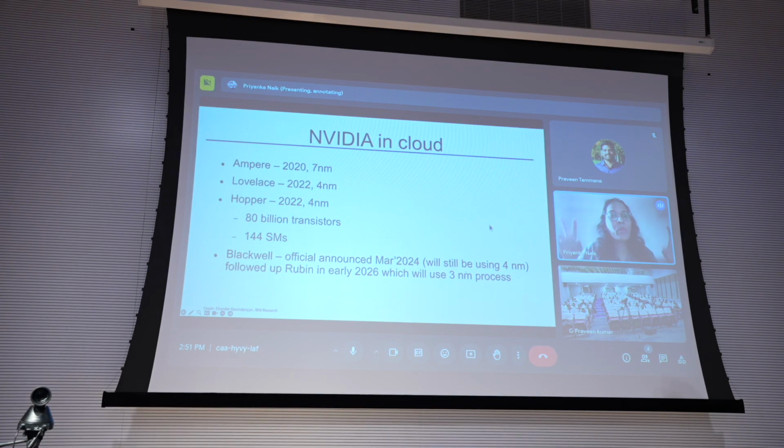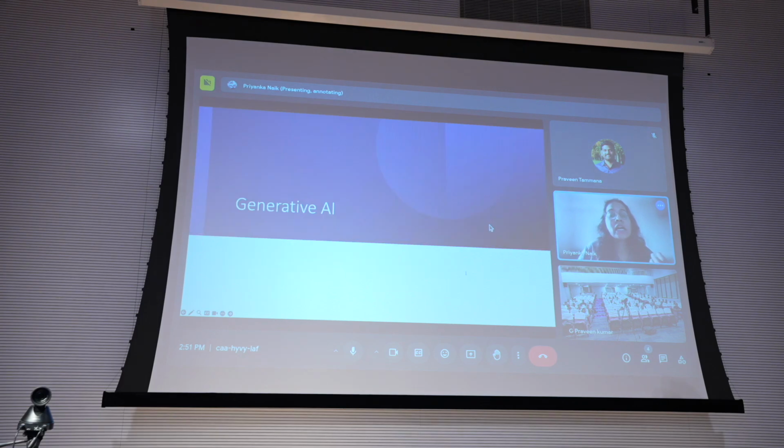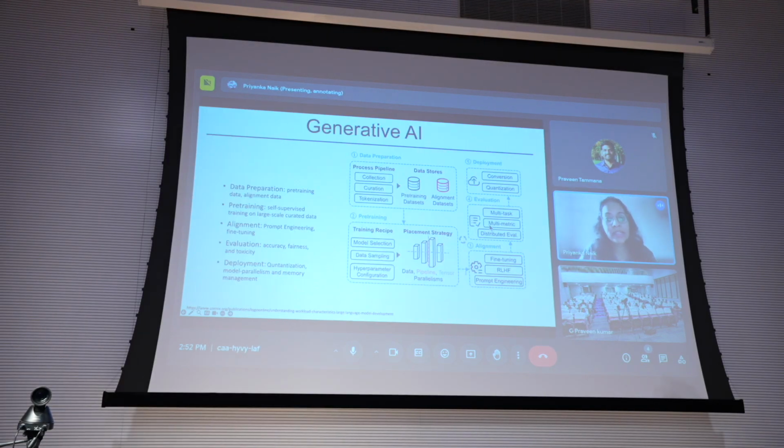Then came the wave of generative AI, which was not just normal ML AI workloads, but used something called transformers. Transformers were used in their training stack. So to understand this generative AI architecture better, let's go over some basic background.